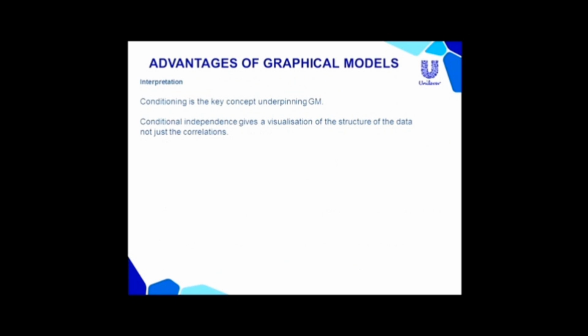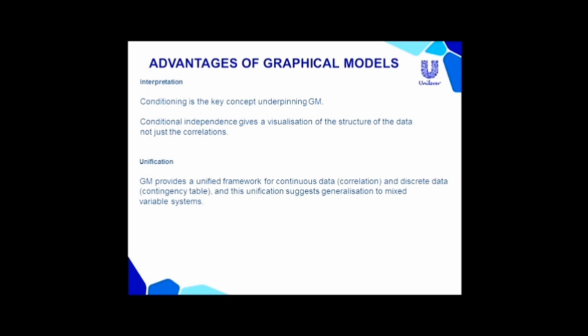So what are the advantages of doing this? Well, conditioning's the key. It allows us to give a visualization of the structure of the data, not just the correlations. Another nice thing about it is that it unifies different types of variables. So not just continuous variables, you can also combine it with contingency tables and categorical variables into single maps.